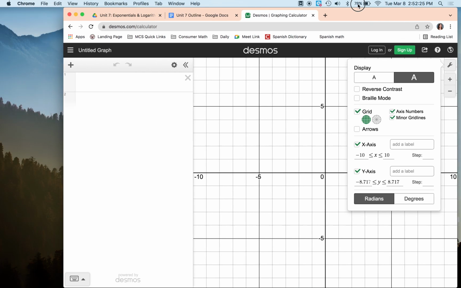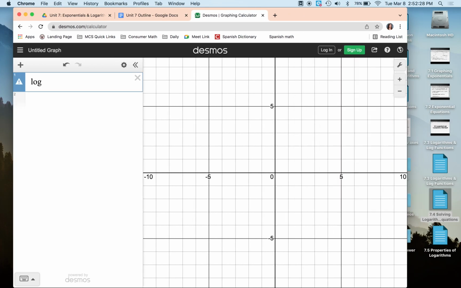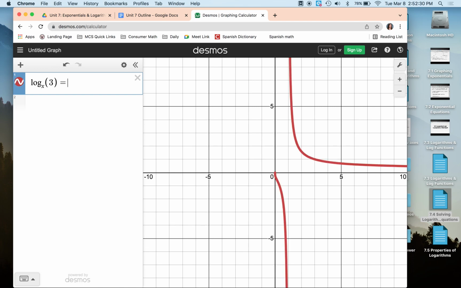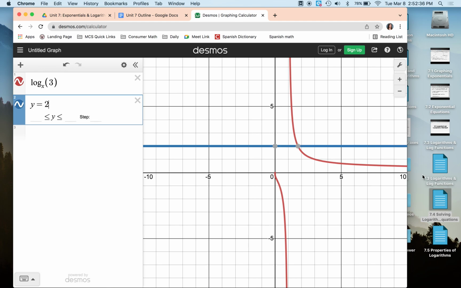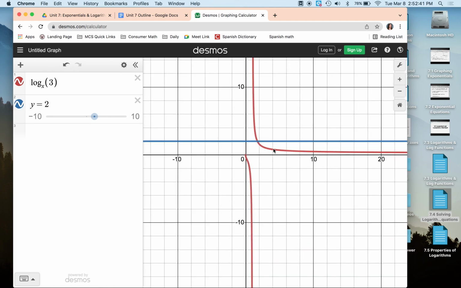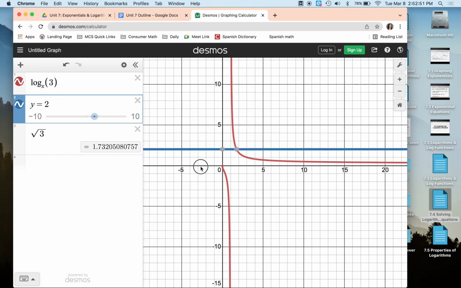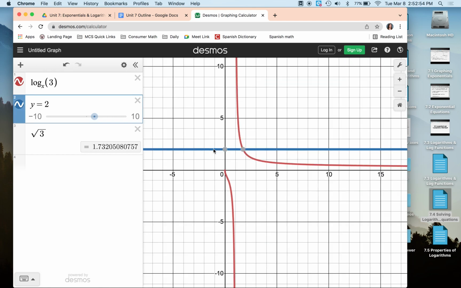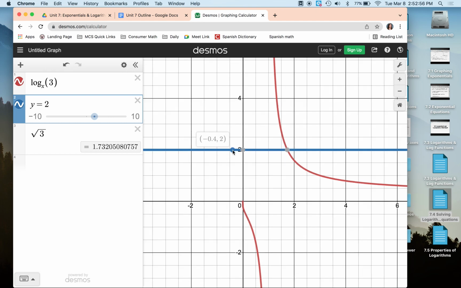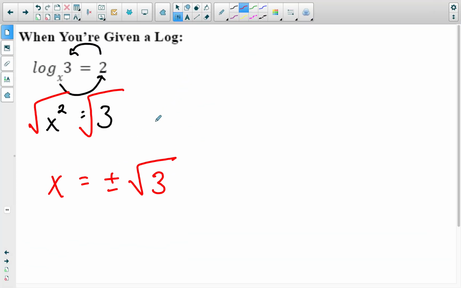Just to tie some things together, if I say log base x of 3 equals 2, look at that, x is equal to 1.732. What's the square root of 3? Look at that, 1.732. So you might be wondering, well, Ms. Sotomayor, you said that negative square root of 3 was also an answer. You're right, I did say that. So then what's happening here?